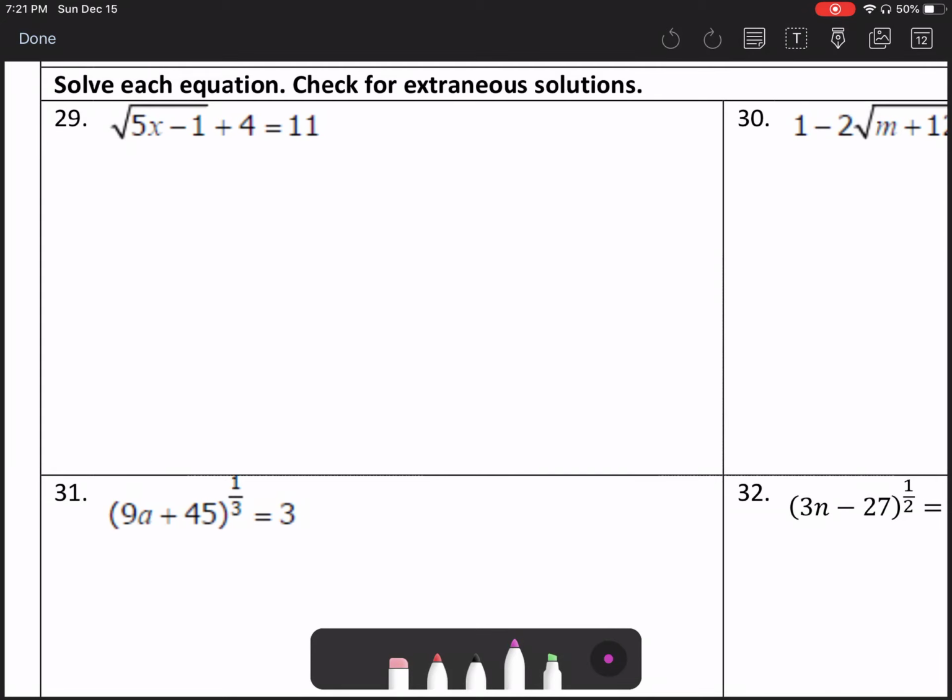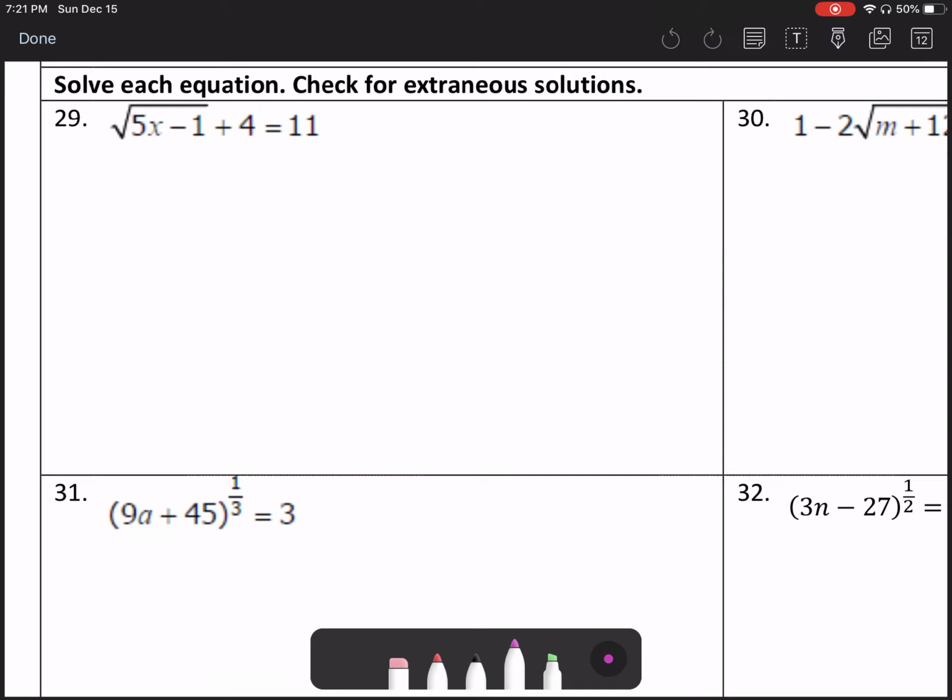So moving right along, our next thing is solving. When you're solving, the first thing you always need to do is get your radical or your rational root, which is your rational exponent. That's where you have a fraction as an exponent. You need to get it by itself on one side, and then we go through and solve.